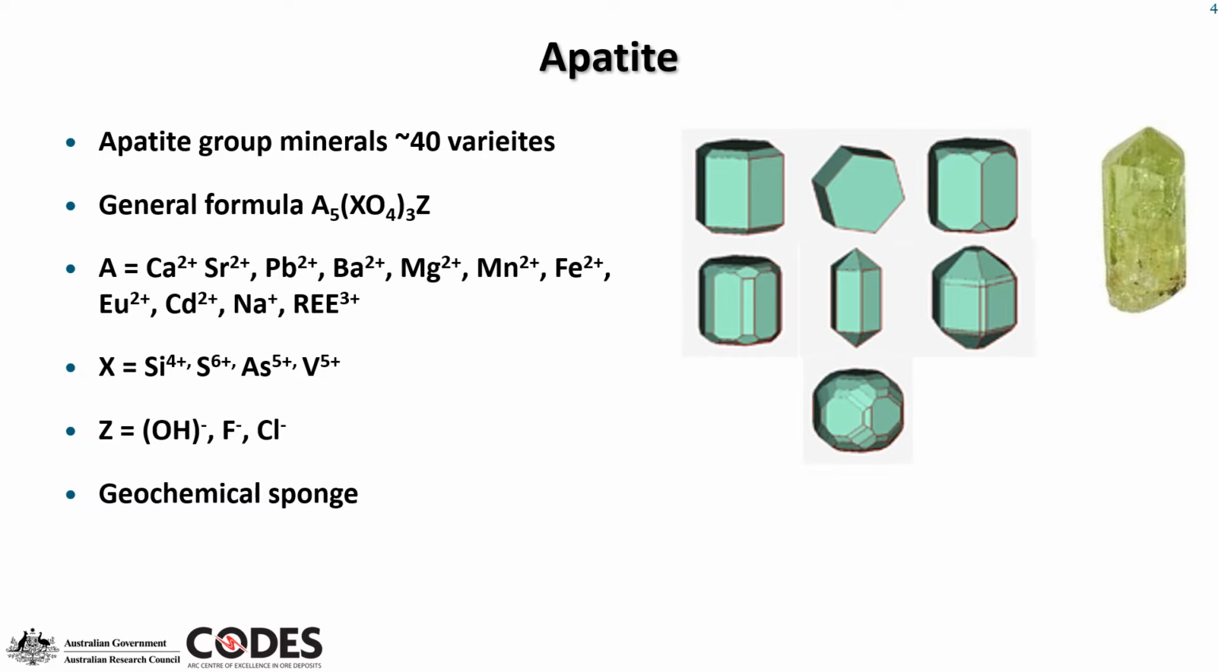So apatite is actually a group of about 40 mineral varieties. At Northparkes, they're dominantly fluoroapatite. They have the general formula calcium, phosphate and fluorine, but there's about 48 things that can substitute into there. There's a broad range of coupled substitutions, and apatite's a bit of a geochemical sponge, so it's been a nice challenge.